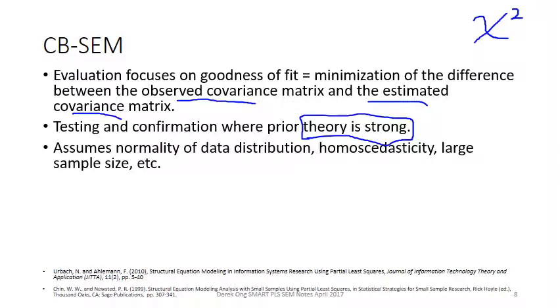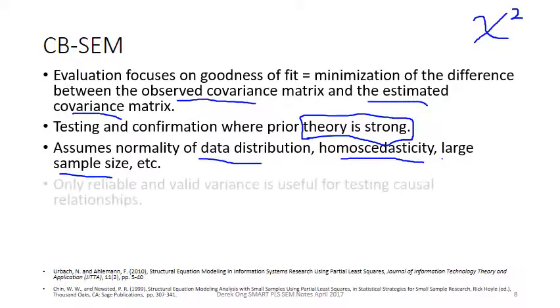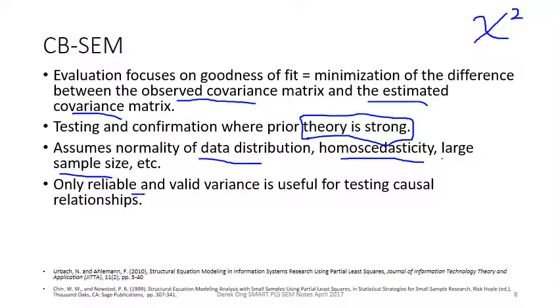Now, of course, CBSEM assumes quite a lot of the classical linear regression model assumptions, which are normality of data, homoscedasticity, which is the constant variance of the errors, and of course, large sample sizes are needed. That is why some people prefer not to use CBSEM, but it all depends on what you want to use. And only reliable and valid variances are useful for testing causal relationships.